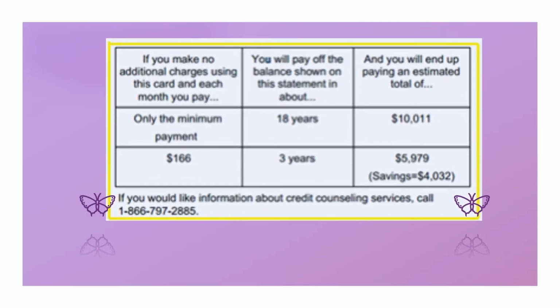The next warning box is about the minimum payment. In this example of a $5,000 balance, it would take 18 years to pay the balance completely off, and a total of $10,011 would have been paid. However, increasing the monthly payment by roughly $60 a month will allow you to pay the same balance off in just 3 years, while paying only $5,979 in total. Consider paying more than just the minimum due, as this will help to reduce your debt and save you money in the long run. What could you do with $4,000 saved up?